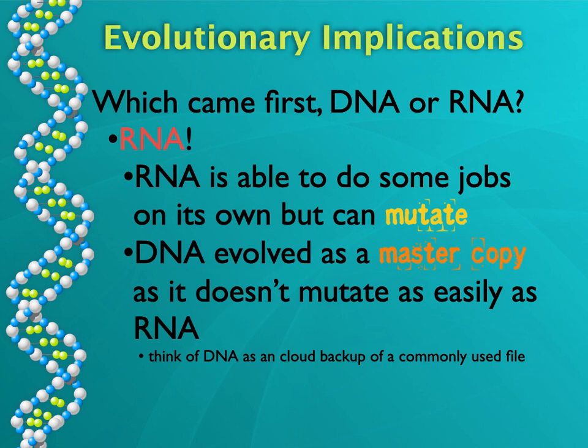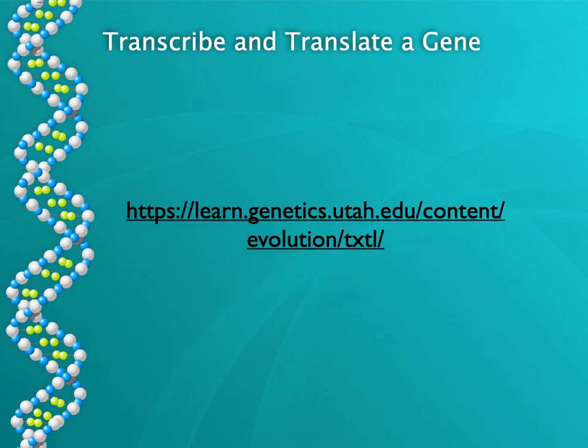The evolution of it: which came first, DNA or RNA? RNA came first. It's able to do some jobs on its own, but it mutates really fast. So DNA evolved as a master copy, as it doesn't mutate as easily as RNA. And think of DNA as your cloud backup of a commonly used file.